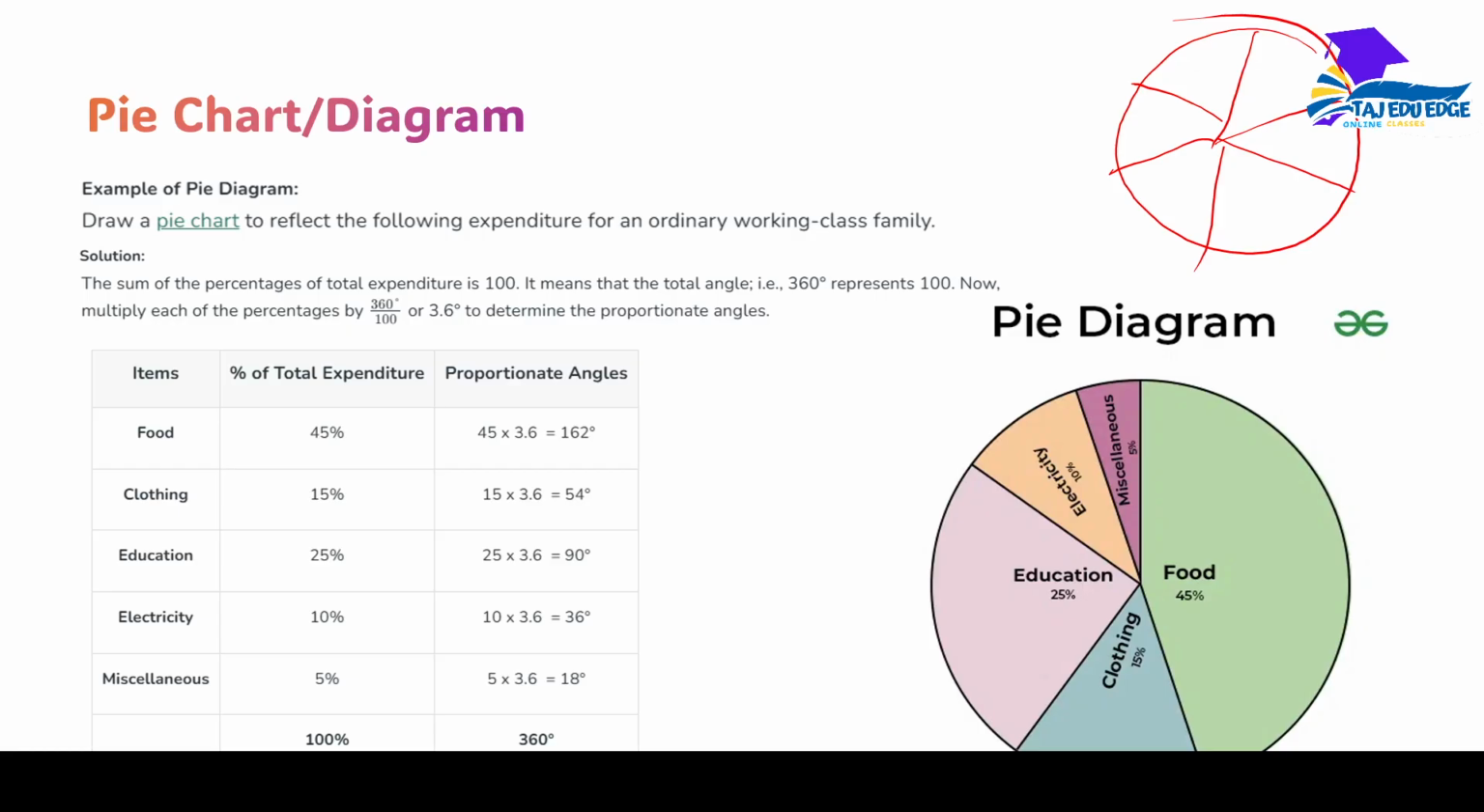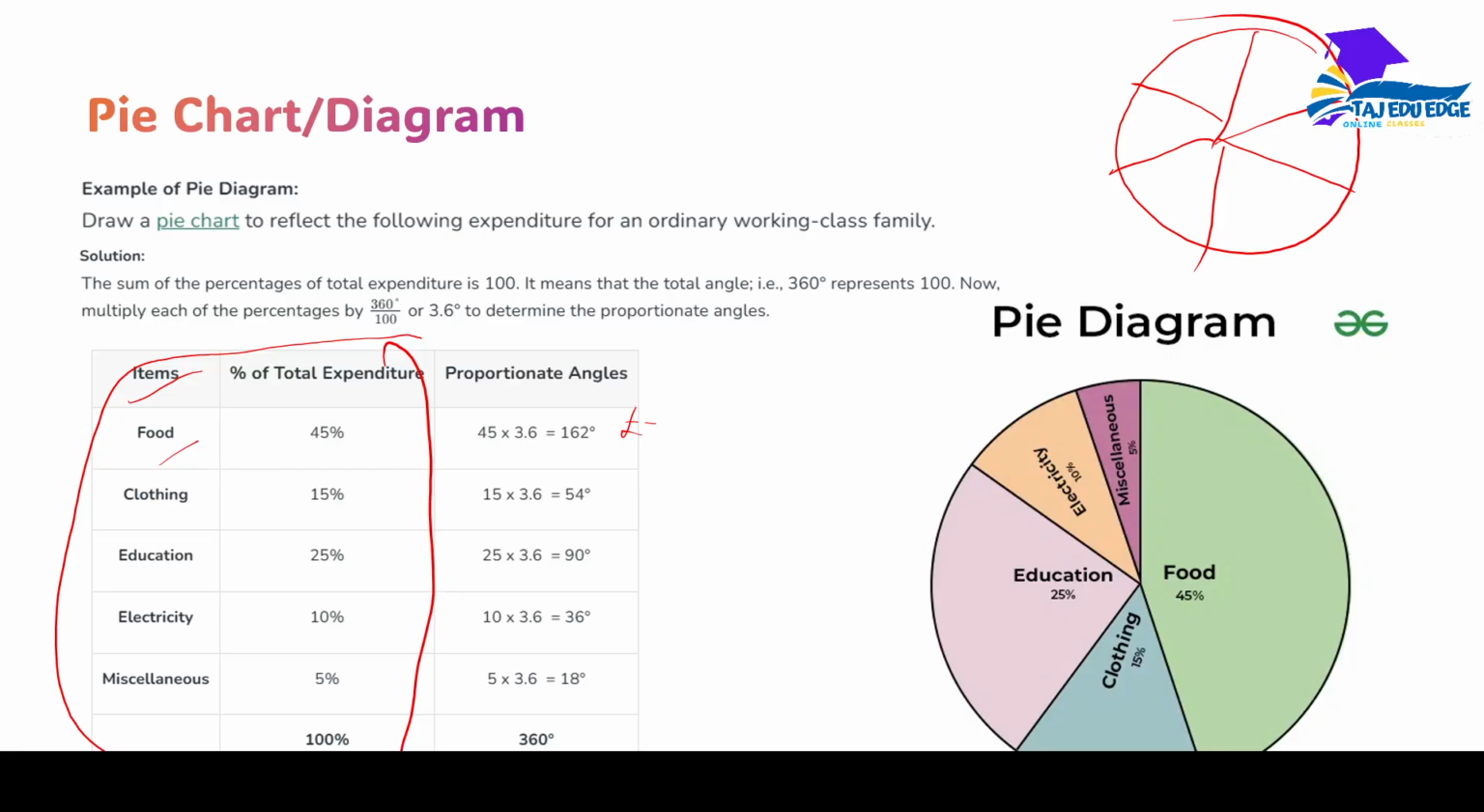Example: draw a pie chart to reflect the following expenditure for an ordinary working class family. The items of expenditure have been given in the question. I have not taken the question, I have directly taken the solution so that we can fit everything into one slide only. Let's say this is the question, and this is later the solution, the calculation. First, the question is food. Let's say there is a family, your family, an ordinary working class family.